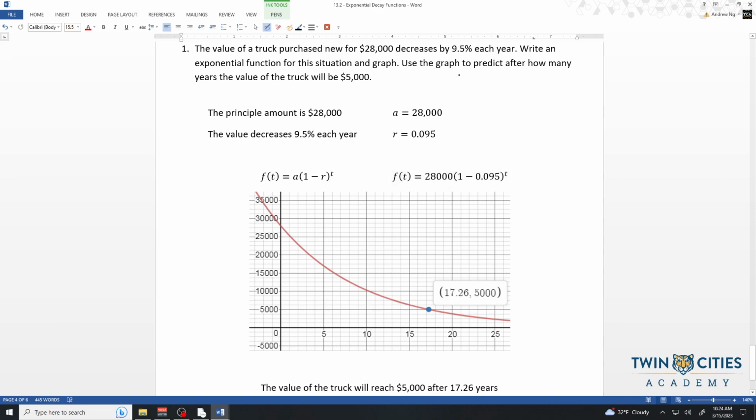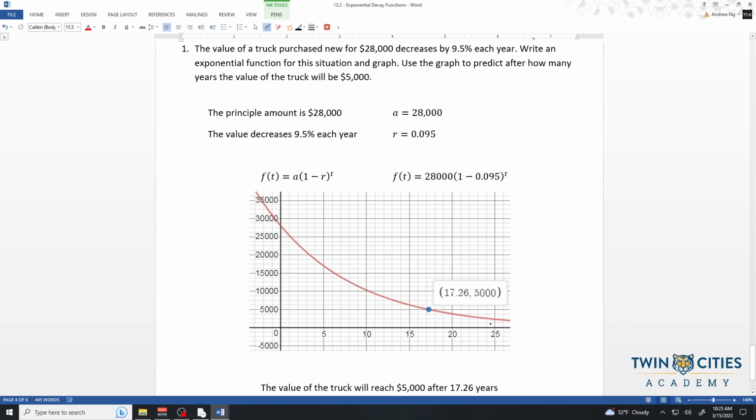I want to know, when will this truck decrease in value down to $5,000? So I've already done that for you here. But what you would do using a graphing utility or Desmos or something is you'd plug this in: 28,000 times the quantity 1 minus 0.095 to the t. You might have to use x for a graph here, and you'll get this red curve. Then separately, I would also graph just y equals whatever value you're looking to find at the very end. So y equals 5,000.